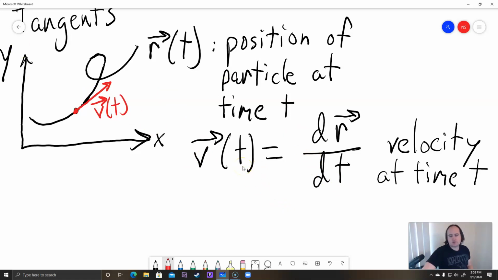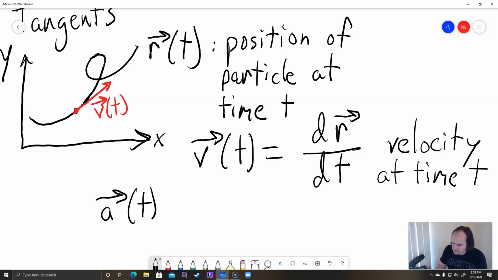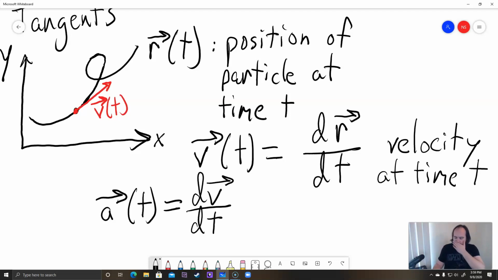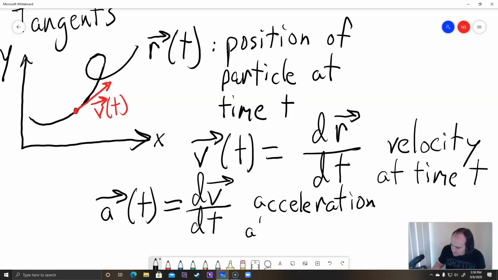Okay? And then, of course, once you have the velocity, or basically the speed of the particle, then you can take the derivative of the velocity, and that gives you the acceleration. Okay, so that's written a of t. So a of t, or the acceleration at time t, is given by dv dt. So if you take the derivative of the position twice, then that gives you the acceleration at time t.